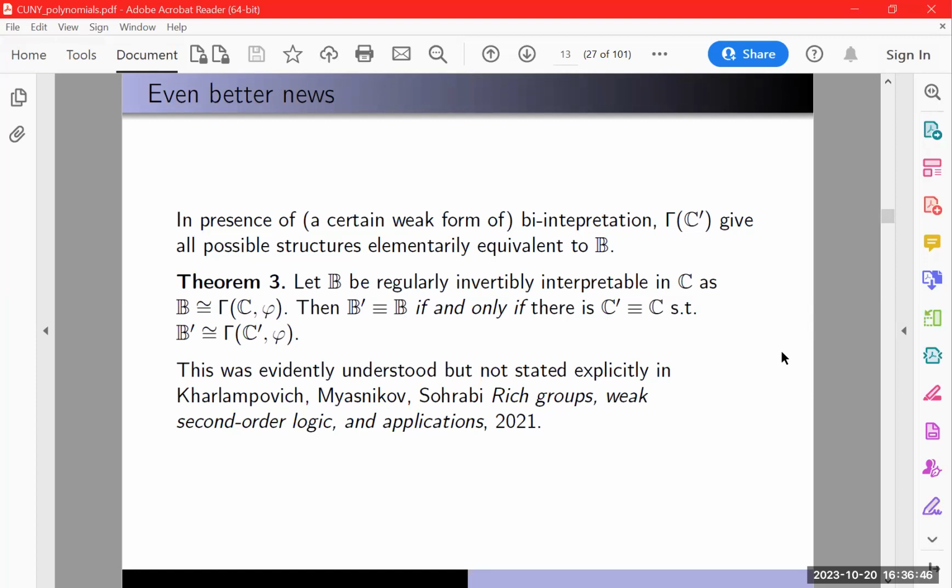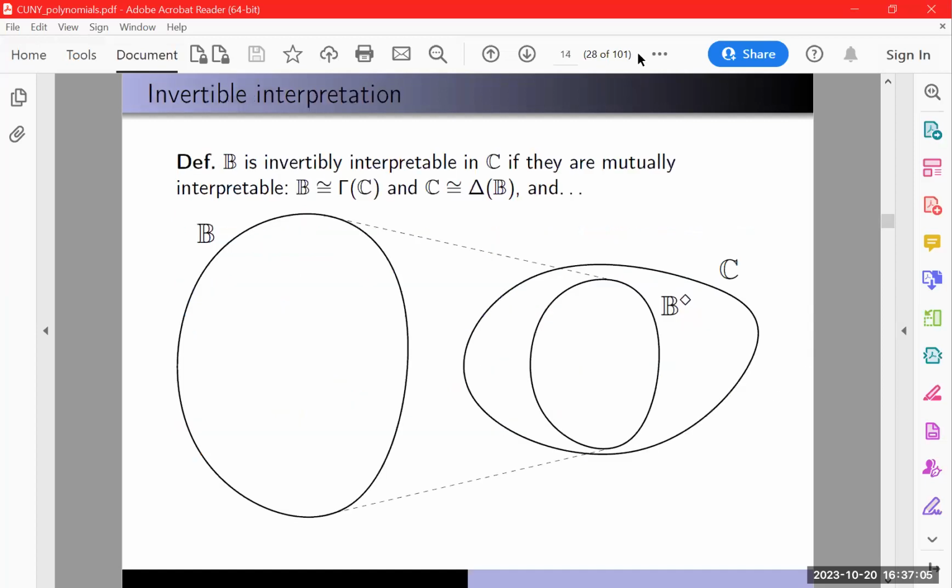Now let me explain what's going on with this theorem. What is the actual requirement for all structures elementarily equivalent to be describable as an interpretation applied to some structure elementarily equivalent to C? The condition is like this. B has to be interpreted in C, and there has to be a reverse interpretation: C has to be interpreted in B.